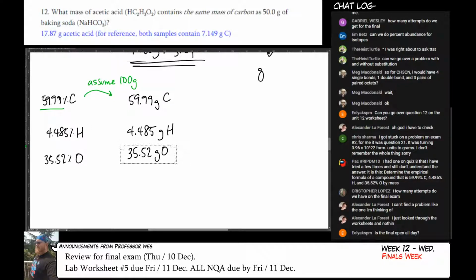I put this too close, so I'm going to just go whoop. All right, so now we turn grams of carbon into moles of carbon. That should be a decimal point. That didn't really look like one.